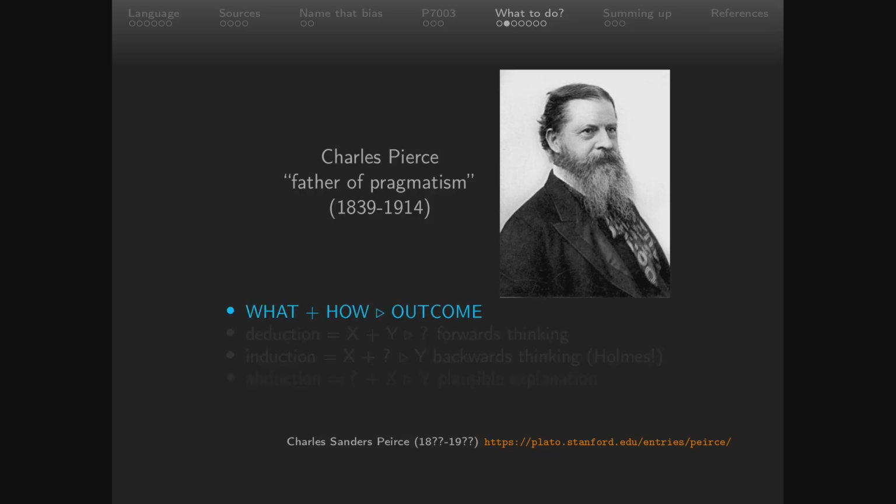So he talked about the combination of looking at what and how that relates to some outcome. And one approach that we have to think about is that we know what happened, how it happened, and we can use that to say, well, that's what it's going to lead to. We can deduce what the outcome is, which we can think of as forwards thinking or foresight.